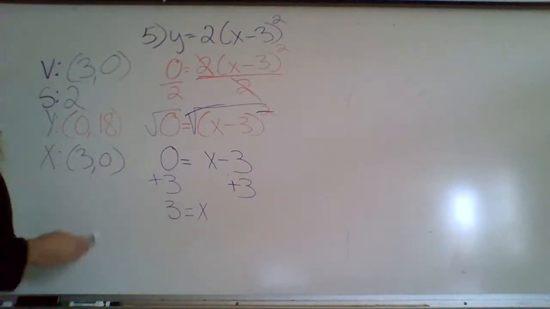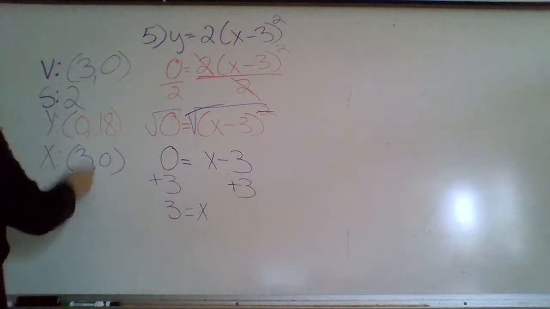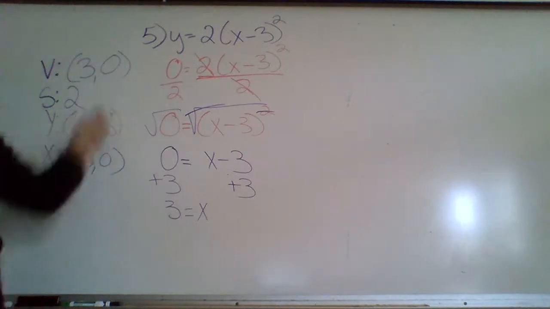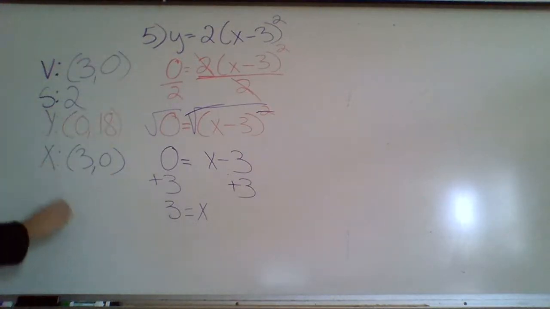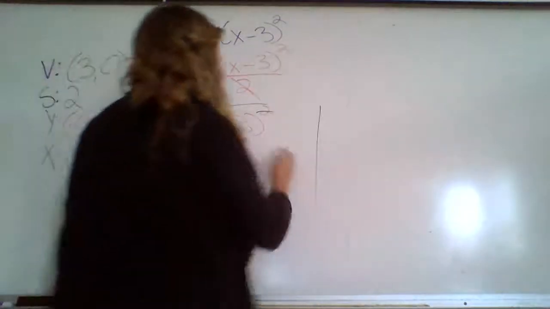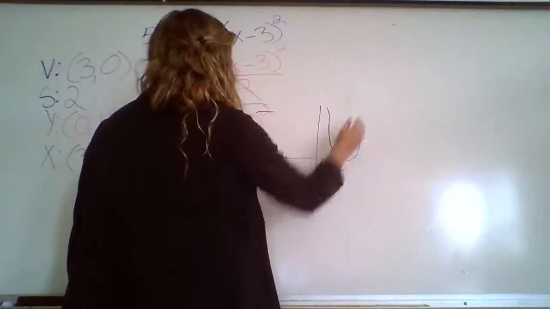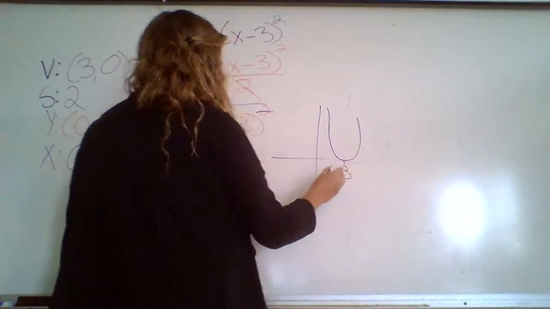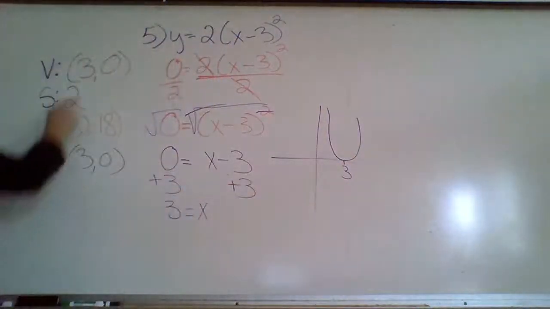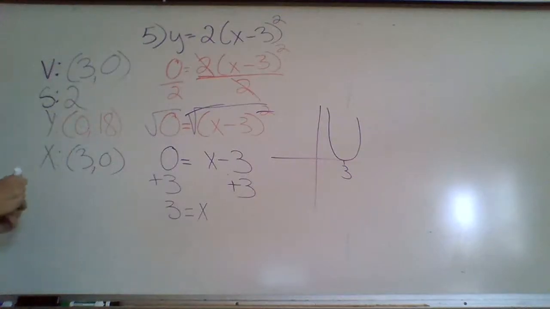If you only have one x-intercept, that's your vertex. See how they're the same? If you only have one x-intercept, that means your graph only touches the x-axis once. So your x-intercept is also your vertex. All right, that's number 5.